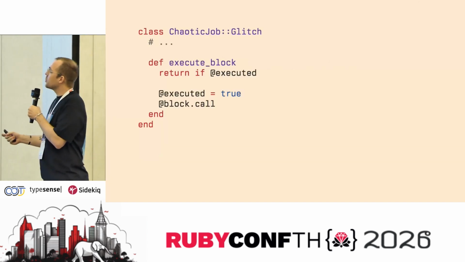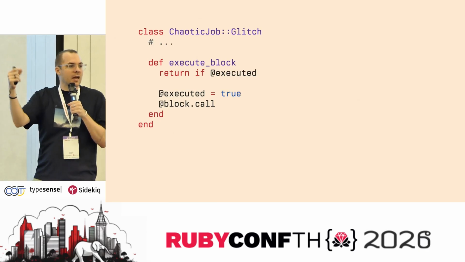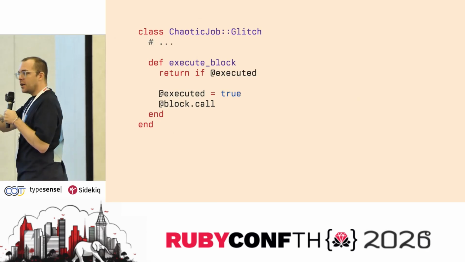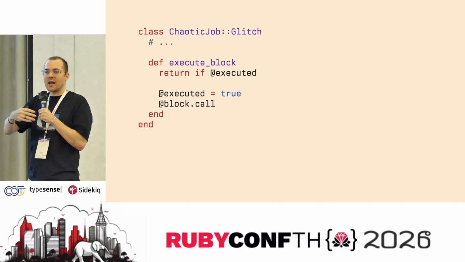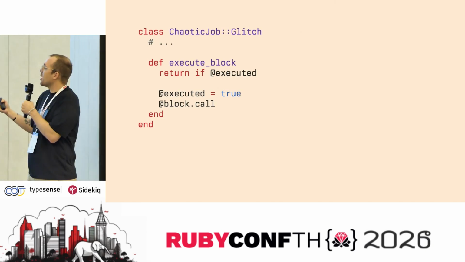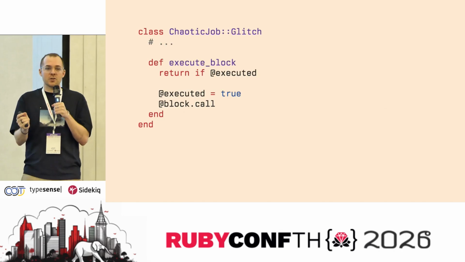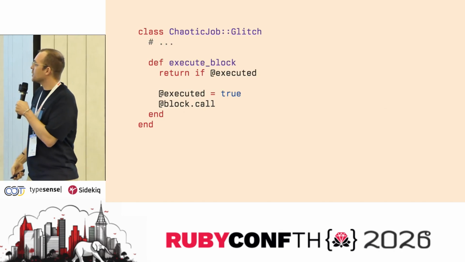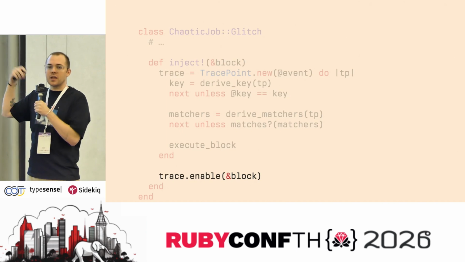What does it mean to execute the block? Well, this is our same basic signal catch, right? We want to run your glitch once, but never again. So we want to have this state to know, have I executed or not? If I have executed, immediately return. Otherwise, we'll flip the switch and we will call the block. All we do now is we enable the trace and run your code.